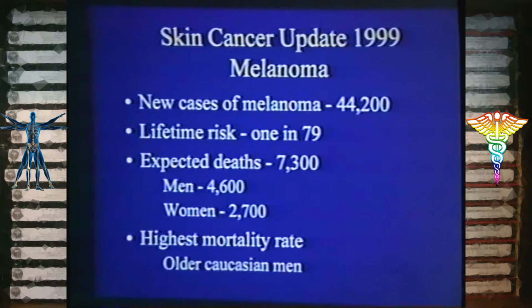And in the VA system, you're certainly concerned about this statistic, because the highest mortality rate is in older Caucasian men. That's what we're talking about when we're talking about the VA population. These patients are at major risk of developing melanoma. It's a rare month that goes by without us seeing at least 2 or 3 melanomas in our VA clinic, seeing patients twice a week.